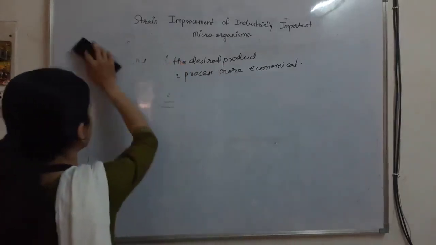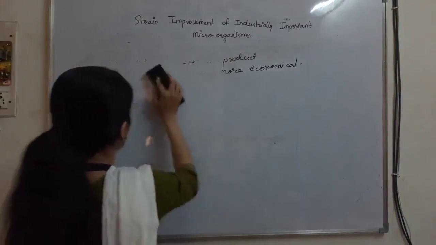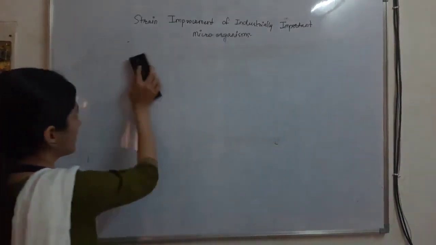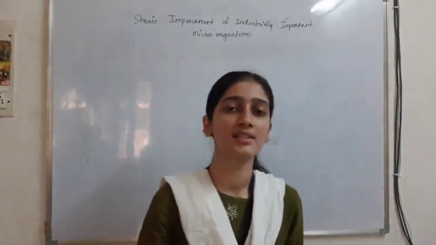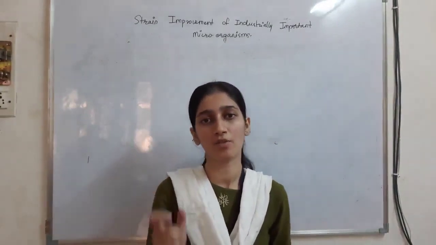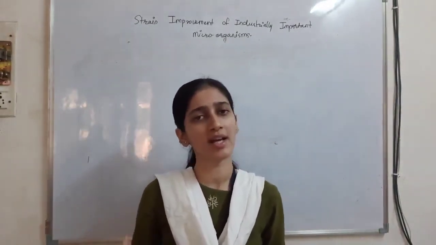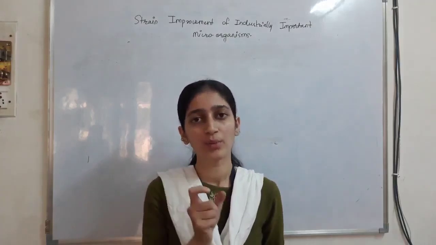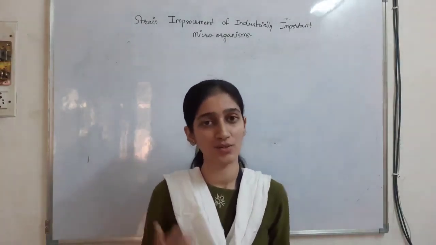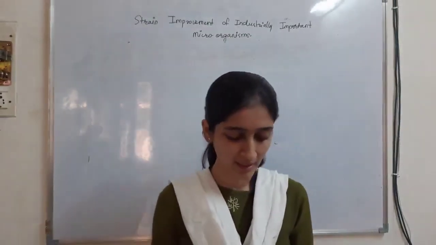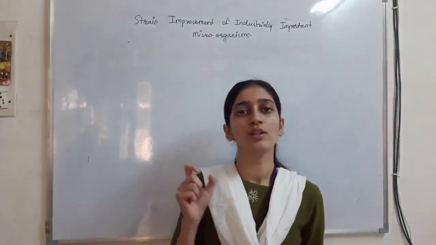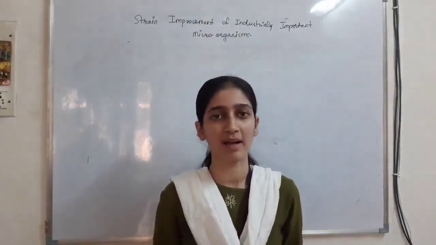So what is meant by mutation? Mutation is a sudden hereditary change in the genetic makeup of a certain microorganism or any individual. So what we can do is use certain mutagenic agents such as UV radiations, alkylating agents, nitrous acid, base analogues, ionizing radiations to change the genetic makeup of a certain bacteria.